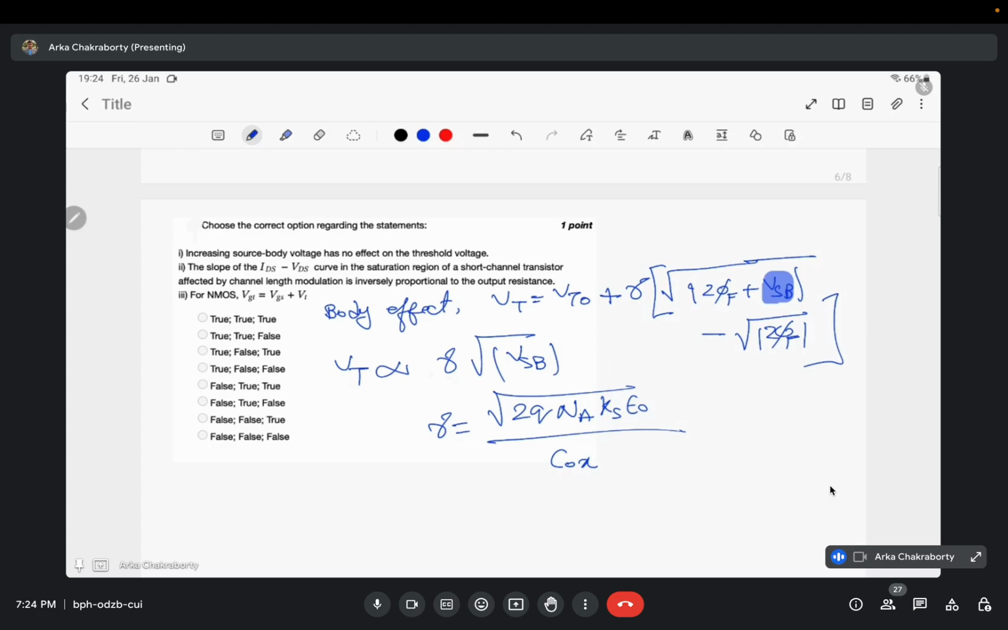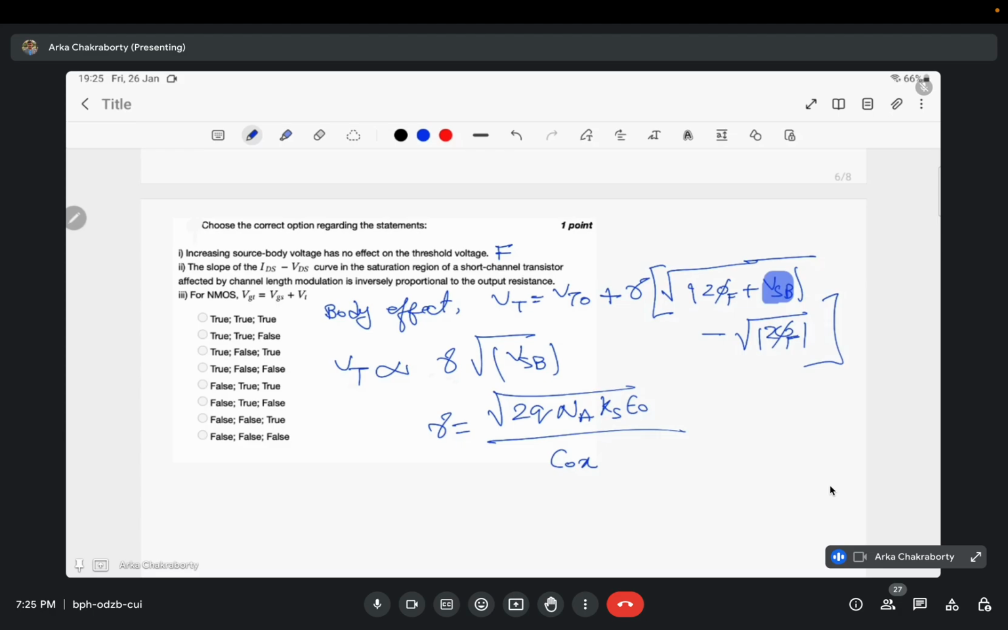One can take multiple approaches to change the threshold voltage of a device and thus get a different current. In the design part, you can change the VSB. In the device part, if you want to change it during fabrication, you can do it with the doping concentrations, and there are other methods also by which you can change the threshold voltage of a MOSFET. So 'increasing source body voltage has no effect on the threshold voltage' is false.